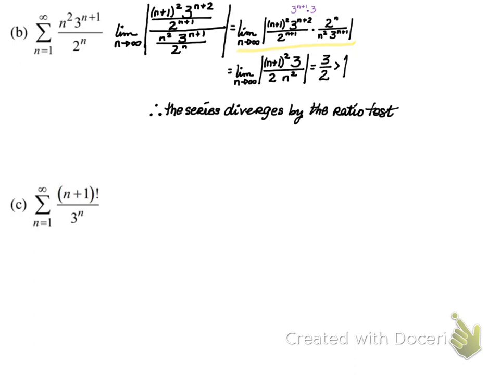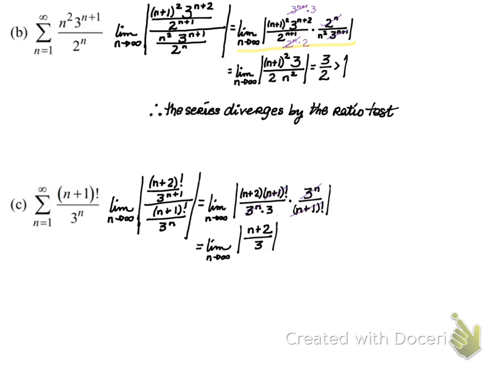And this 2 to the n plus 1 can be written 2 to the n times 2, which allows you to cancel these and those. That's old algebra rules. This series diverges by the ratio test, and you are done.